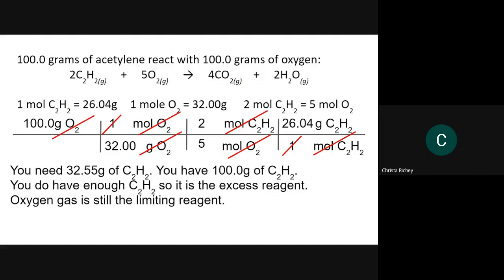Yes, I have way more than enough. I have like 3 times the amount that I need. So that means that the acetylene is in excess and the oxygen is limiting.